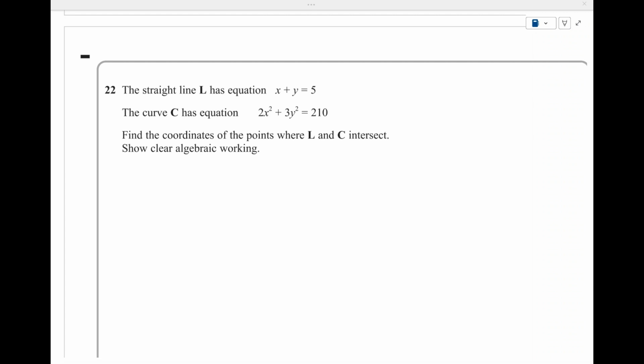Question 22. Now in this question, we're given the equation of a straight line and the equation of a curve. And we're asked to find the coordinates of the points, plural, where the line and the curve intersect. So this is a question on solving quadratic simultaneous equations. We have to solve this pair of equations simultaneously, and one of the equations is a quadratic.